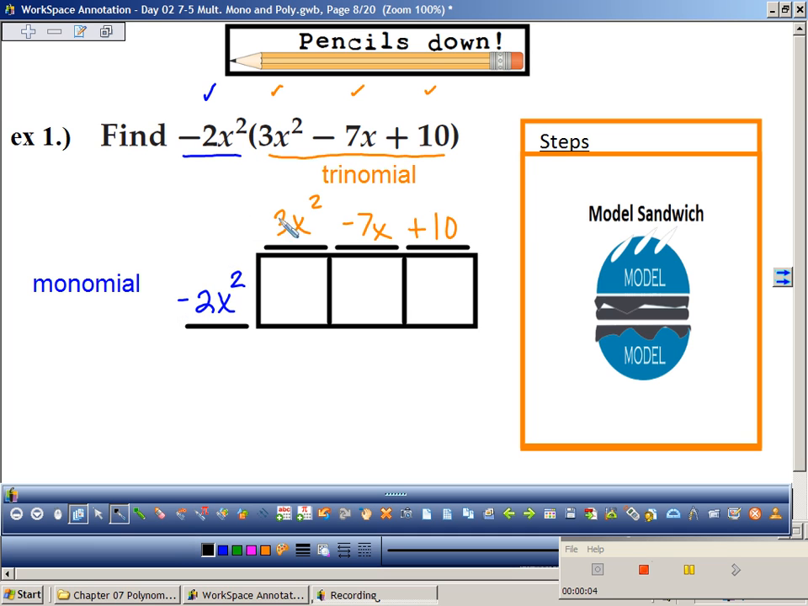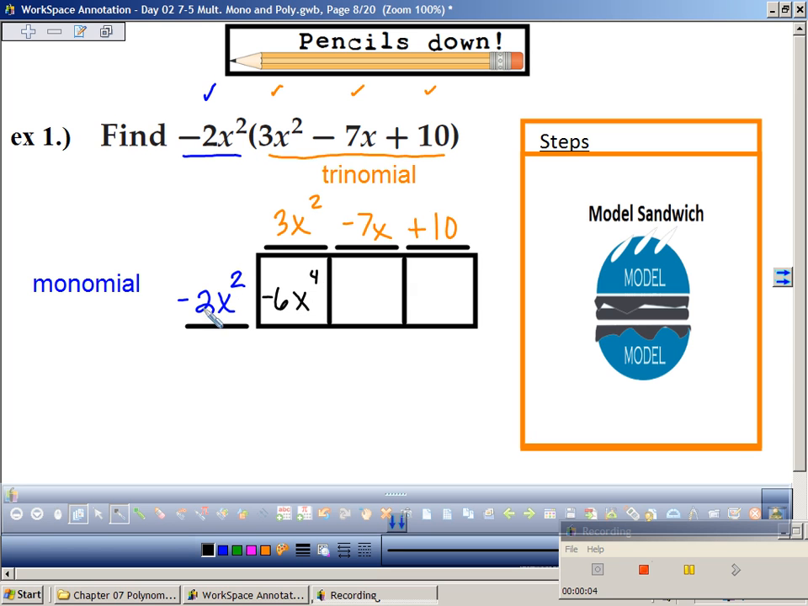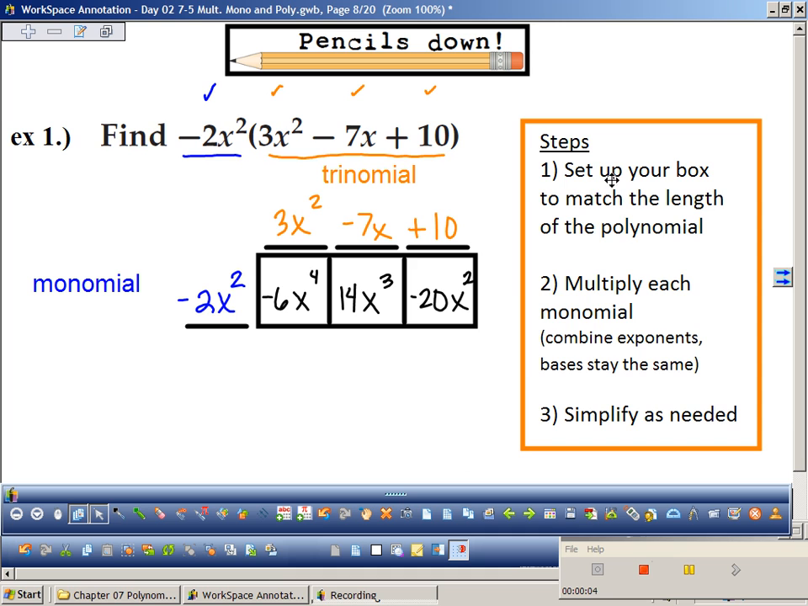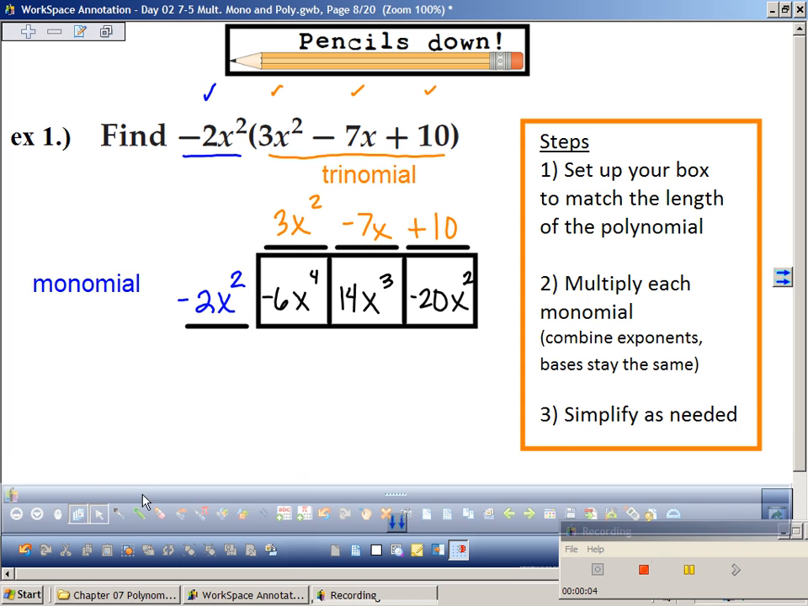Okay, so let's multiply. Negative 2 times 3 is negative 6. X squared times x squared is x to the 4th. Now I'm going to multiply these two. Negative 2 times negative 7 is positive 14. X squared times x is x cubed. Negative 2 times 10 is negative 20. And I don't have anything to multiply x squared by, so it's just x squared. So here are my steps. Set up your box to match the length of the polynomial, multiply each monomial, combine exponents, bases stay the same, simplify as needed.